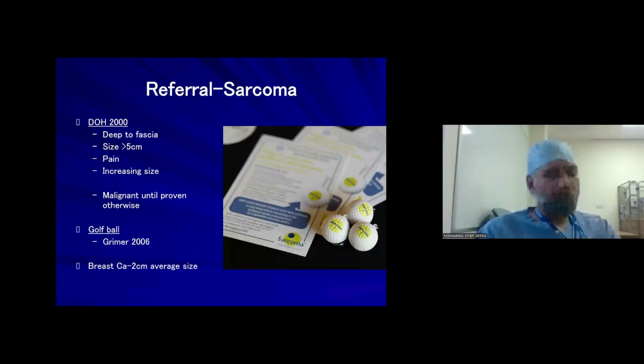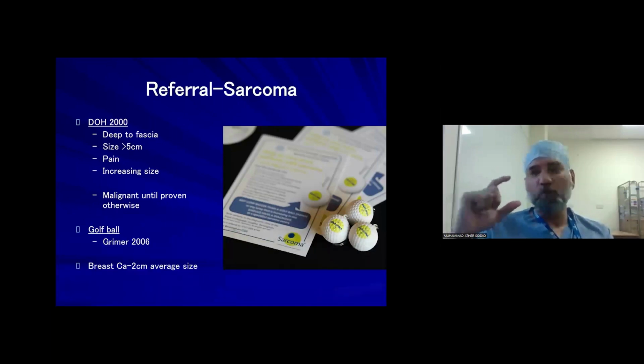Then obviously Rob Grimer, one of the yesteryear surgeons from Birmingham, who recently retired, I think about 3 or 4 years ago, published his work in the journal Practice, where it was quite interesting. He gave all of the GPs surrounding Birmingham a keychain with a golf ball on it, with a pamphlet to say any lump bigger than this golf ball, you need to refer to us. I think that has led to a much better pickup rate. That's been shown in this publication.